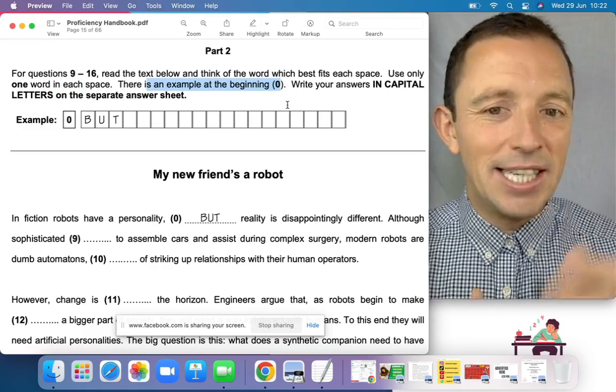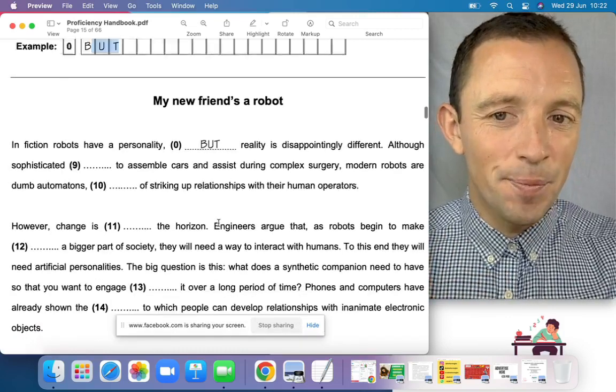So only one word in each space, and there is an example at the beginning, 0. Write your answers in capital letters in the exam. So the example is, but let's begin.